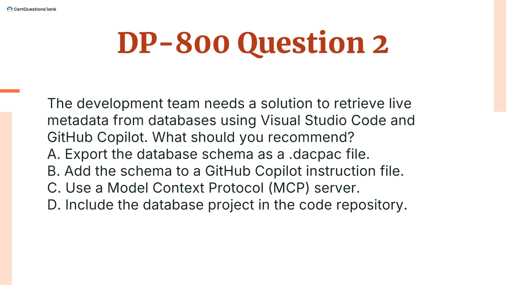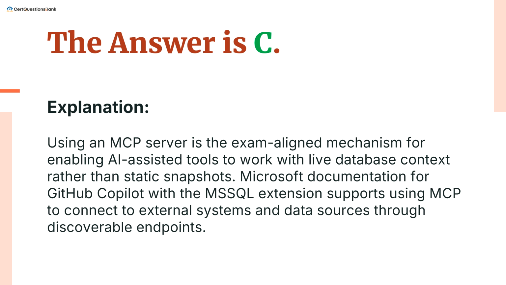The development team needs a solution to retrieve live metadata from databases using Visual Studio Code and GitHub Copilot. What should you recommend? A. Export the database schema as a DACPAC file. B. Add the schema to a GitHub Copilot instruction file. C. Use a Model Context Protocol (MCP) server. D. Include the database project in the code repository. The answer is C.